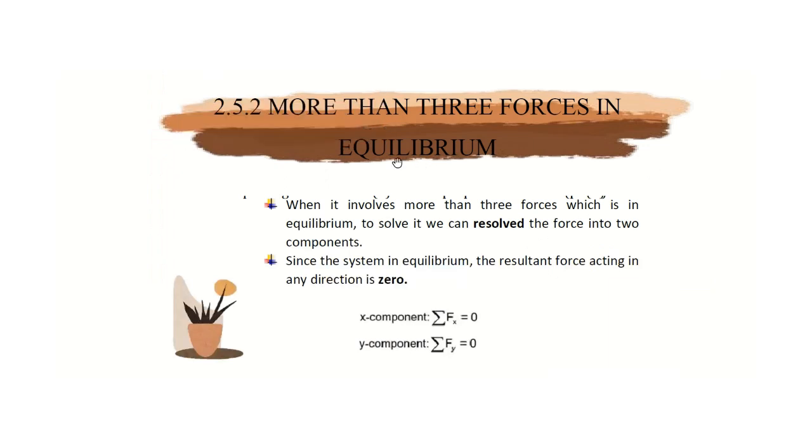Next, we look at more than 3 forces in equilibrium. When it involves more than 3 forces which are in equilibrium, to solve it, we can resolve the force into 2 components. Since the system is in equilibrium, the resultant force acting in any direction is 0. So if the system is in equilibrium, then for the x component, the total force Fx will be equal to 0, and also the total force for the y component, Fy, will be equal to 0.